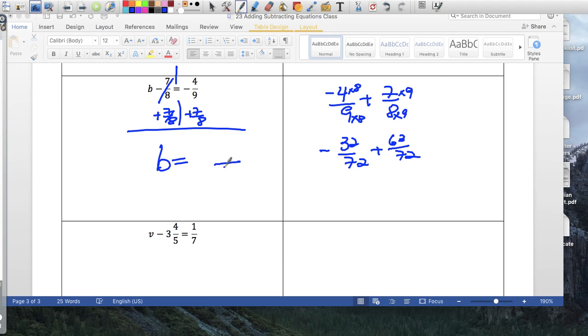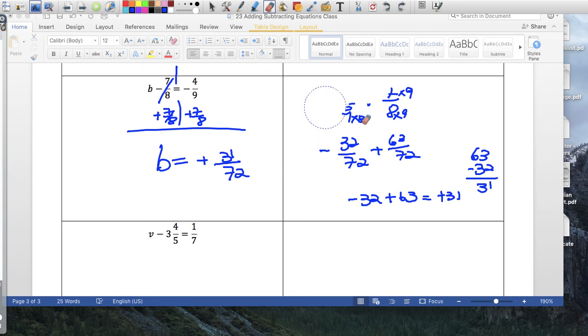So I know it's going to be 72 on top, right? If you ignore the denominators and focus on the numerators, you get negative 32 plus 63. There's more positive, so my answer is going to be positive. You don't even have to write that, but you know it's going to be positive. And how many more do I have? 63 and 32, that's 31, so it's going to be positive 31. So it's 31 over 72.